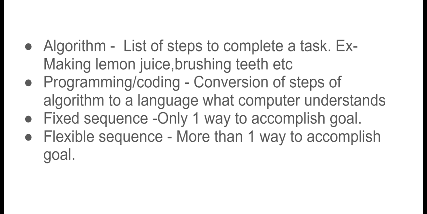Then comes the fixed sequence. A fixed sequence is nothing but having only one way to accomplish your goal. There is no other way, that is called a fixed sequence. And if you have more than one way to achieve your goal, that is called a flexible sequence. Got it, guys?